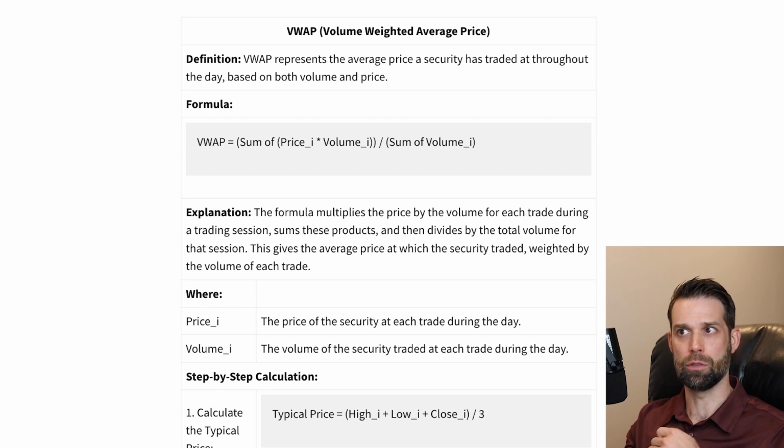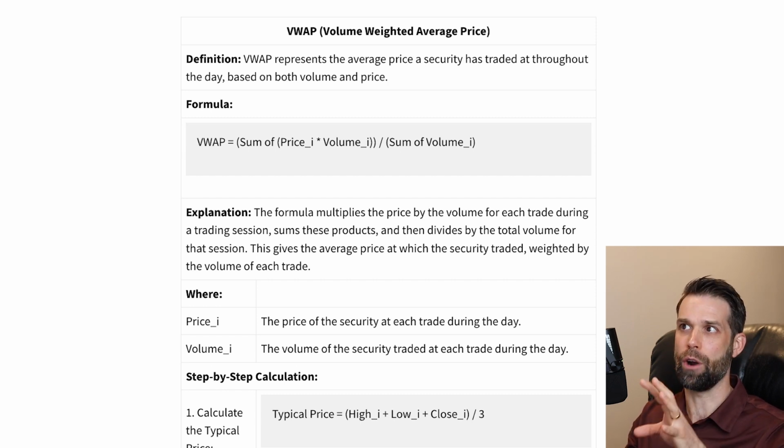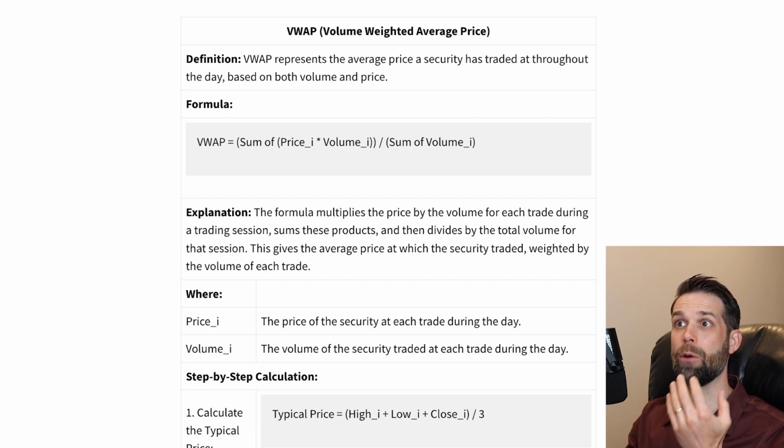Sometimes you can just press a button on your trading software and get the chart, and you can understand that when the price is above the VWAP, it's a bullish sign, and when it's below the VWAP, it's a bearish sign, and so on. But I think it's important to get a good understanding of what math goes into some of these formulas, and it's just going to help your understanding. Again, the VWAP represents the average price a security has traded at throughout the day based on volume and price.